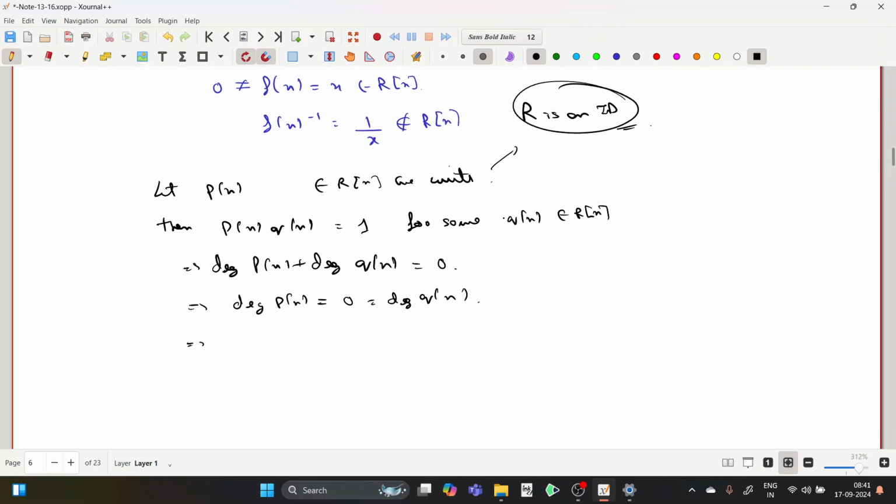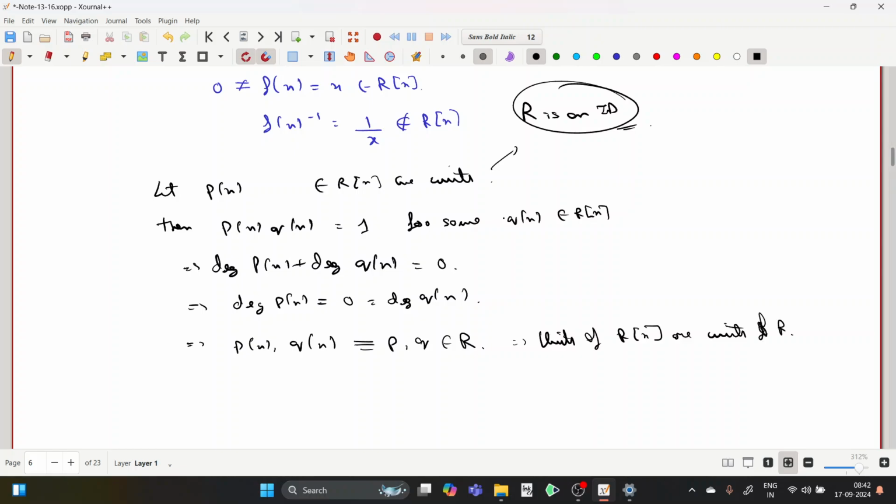But that essentially means that p(x) and q(x) are just constants. Say we refer to them as p and q. And when they are constant, they are just elements of R. And this simply implies that units of R[x] are units of R.